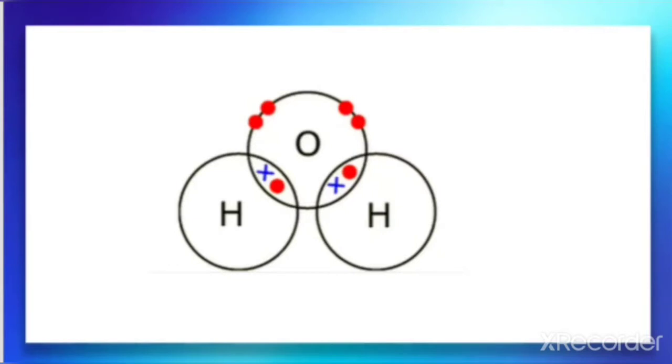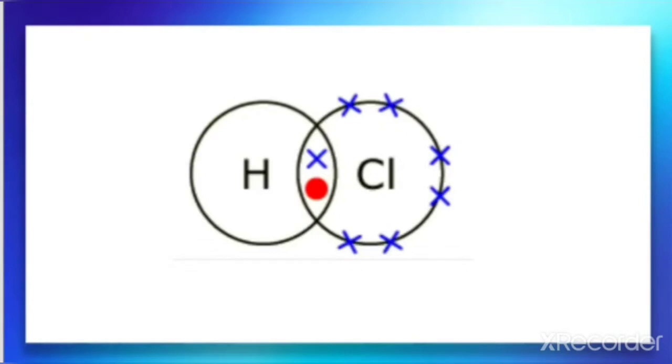Let us take an example of HCl. In HCl, hydrogen requires 1 electron to get stable. Chlorine requires 1 electron to get stable. So they will share 1 electron, and form a single covalent bond. So how do we represent this one? H single line Cl. That is a single covalent bond.